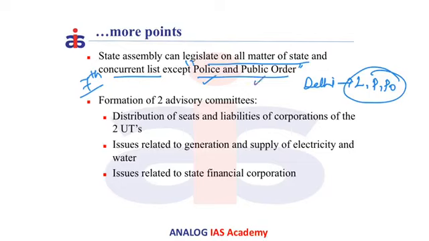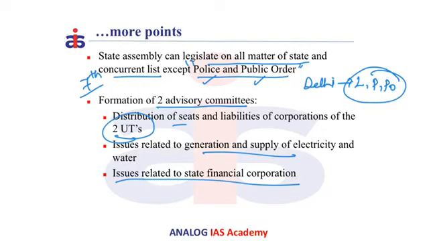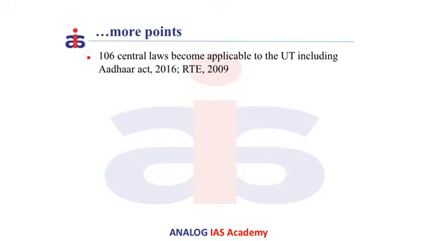And it also prescribes the formation of two advisory committees for distribution of seats and liabilities of corporations between the two union territories of Jammu and Kashmir and Ladakh, and also for issues related to the generation and supply of electricity and water. It also prescribes a committee to resolve the issues related to the State Financial Corporation. Through this Reorganization Act, 106 central laws will now be applicable to both the UTs of Jammu and Kashmir and Ladakh, including the Aadhaar Act and the Right to Education Act of 2009.